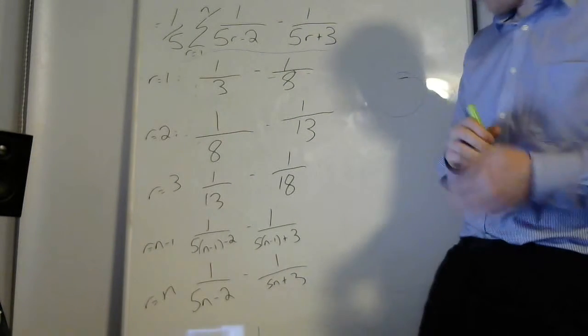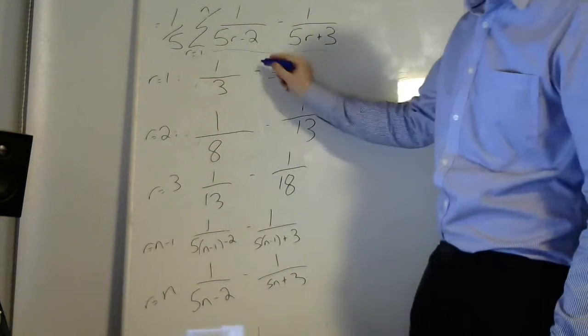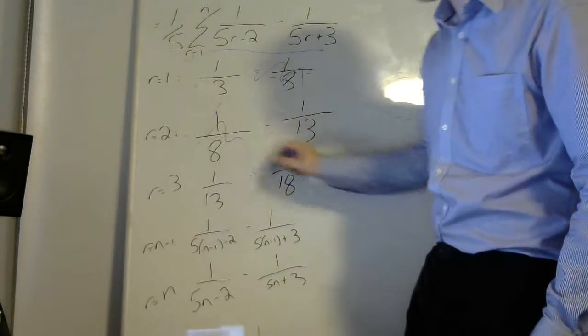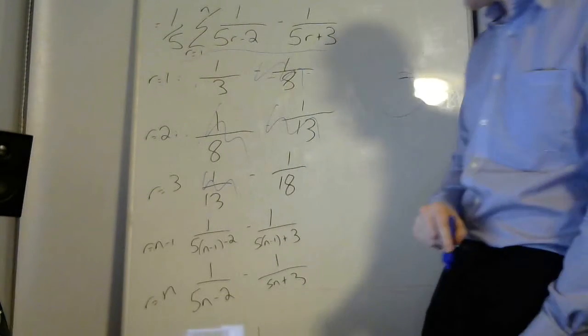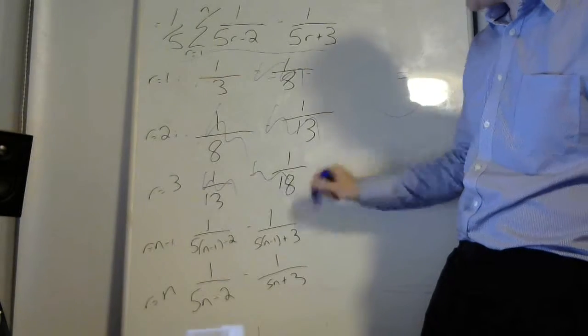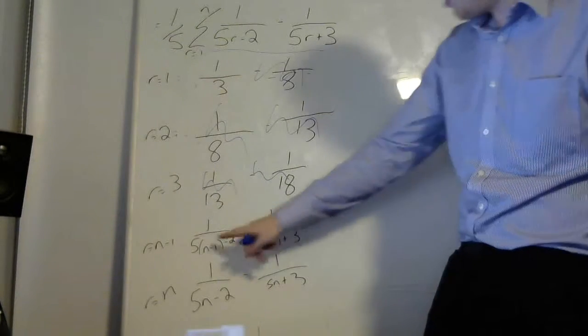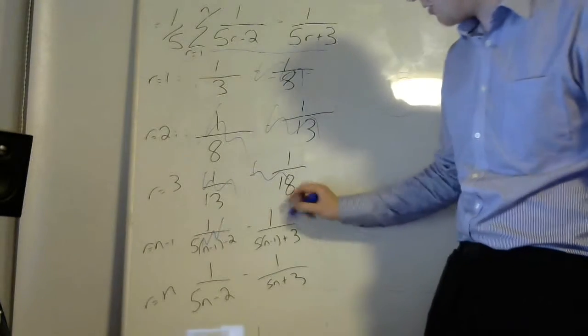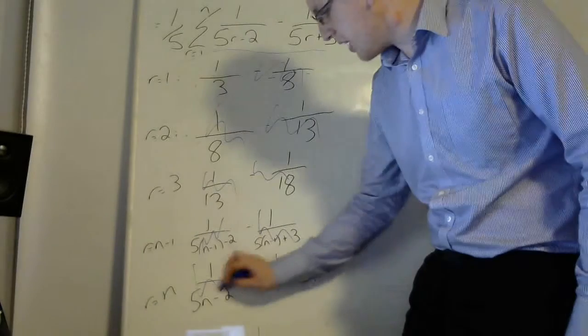Okay, so now I get to do the fun bit. I get to cross out my work, cross out the stuff that cancels out each other. So minus 1/8 cancels out with 1/8. Minus 1/13 cancels out with 1/13. Minus 1 over 18 will cancel out with whatever's here. And then this will get cancelled out with whatever's before it here. And this will cancel out with this.